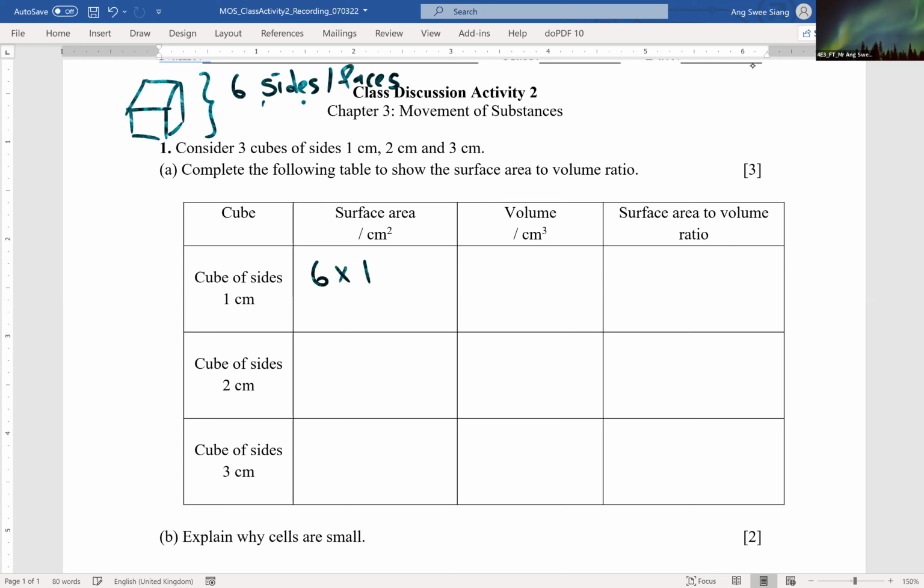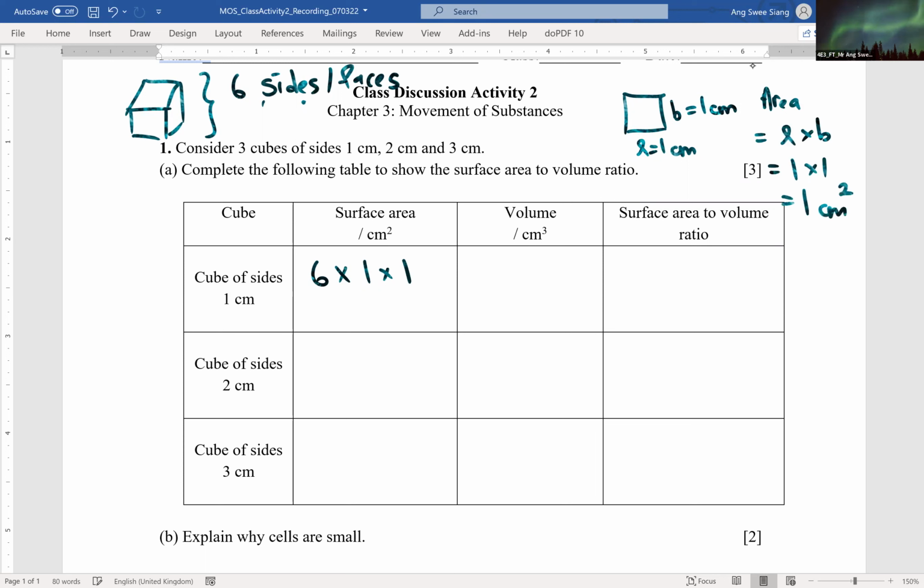6 times 1 times 1, because the area of each side will be the length times the breadth. So if the length is 1 cm, then the breadth is 1 cm, then the area will be the length times the breadth. In this case, it's 1 times 1 gives you 1 square centimeter. So for the cube with sides 1 cm, the surface area will be 6 square centimeter.